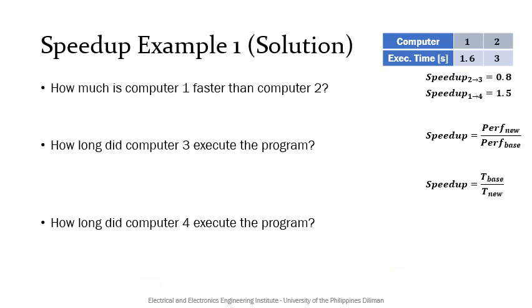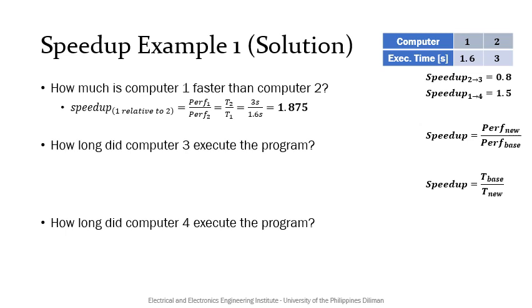To guide us in our solution, we provide here a summary of the given at the side. We also provide the formulas for our reference. The first question asks us to get the speedup between computers 1 and 2 with computer 2 as the reference. Thus, the speedup of 1 relative to 2, or from 2 to 1, is the ratio of T2 and T1. Computing 3 over 1.6 will give us the answer 1.875.